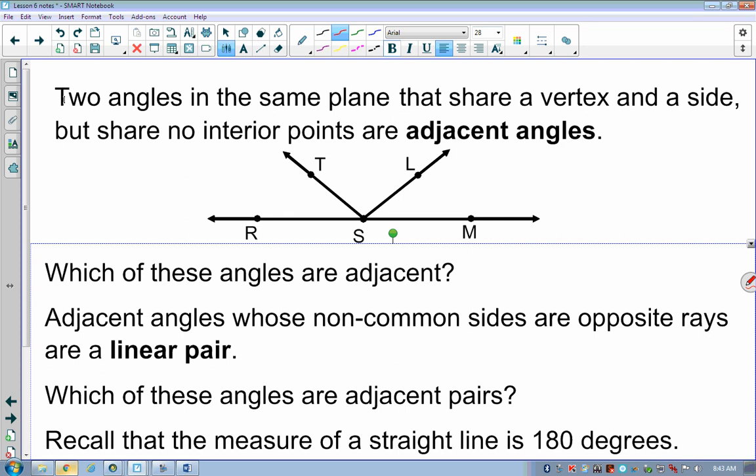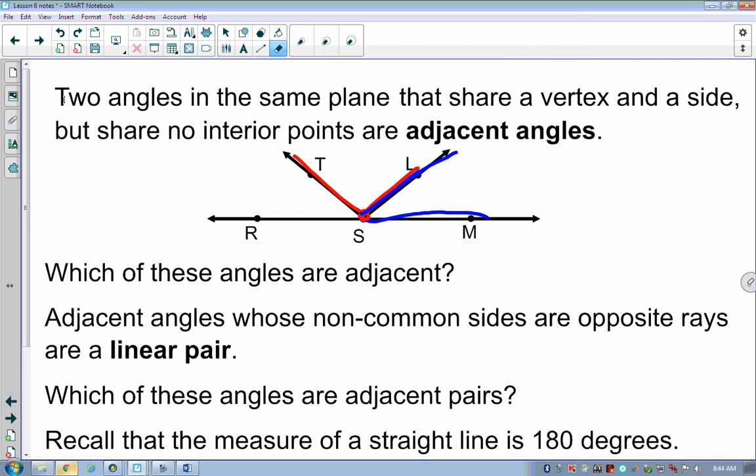Okay. All right, so two angles in the same plane that share a vertex and a side but share no interior points are what are called adjacent angles. So adjacent angles here are angles that are next to each other. So let's see, angle LSM is adjacent to angle LST. They share the vertex S, they share the side SL, but they don't share anything else. They don't overlap anywhere. Okay?